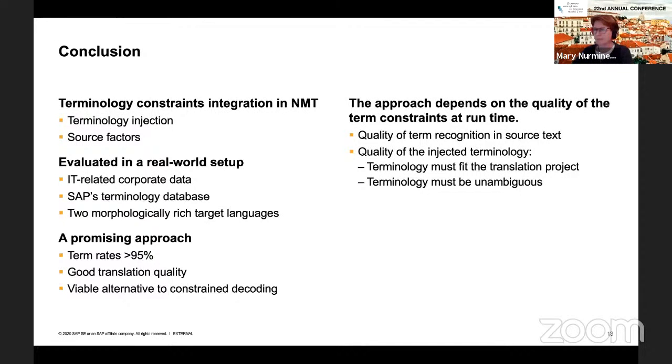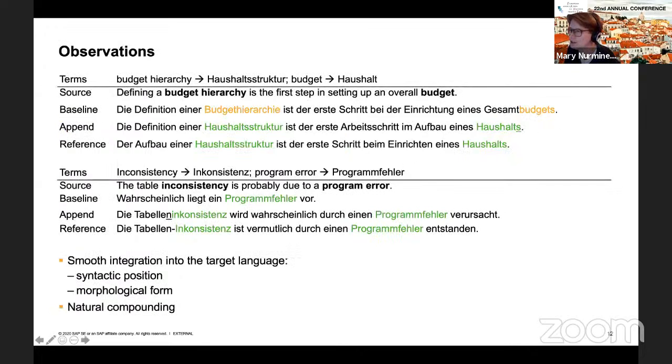I'll read this one. Thank you for the interesting presentation. In your last example, it seems that the baseline omitted half of the sentence. While the system injecting terminology has fixed this issue, did you check if this happened in other sentences as well?